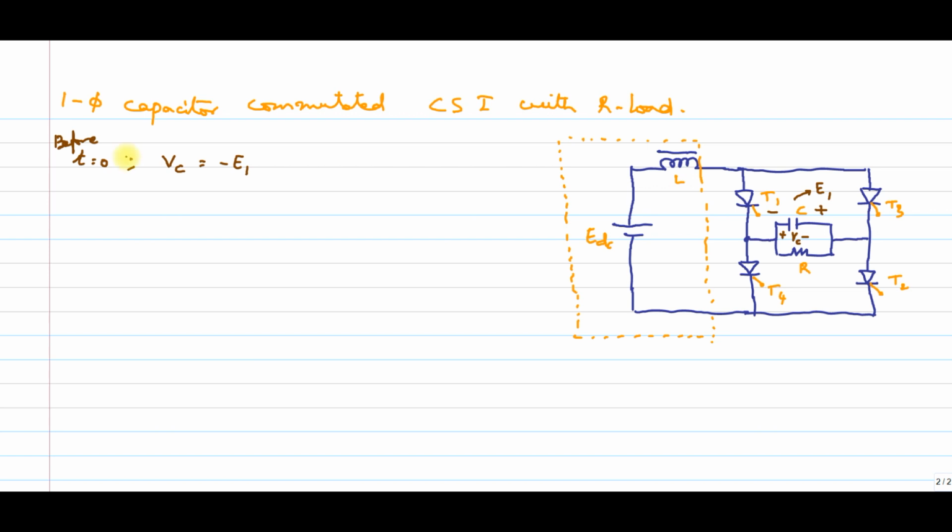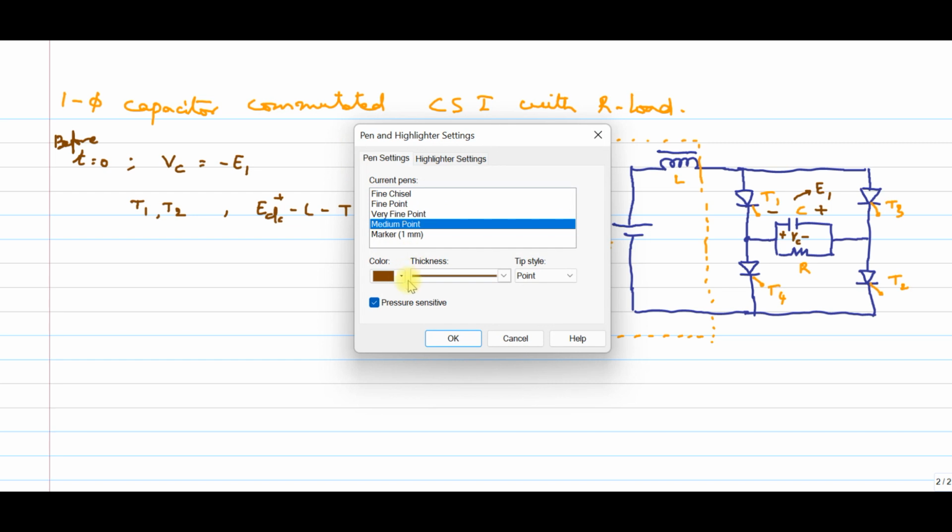Whenever t equal to 0, I will give firing pulses to T1 and T2, so that the current passes from EDC plus through the inductor and T1, the combination of resistance and capacitance, and T2, and back to EDC minus. So I can show you this diagram, I can show you with points also. Let us see how it should be.